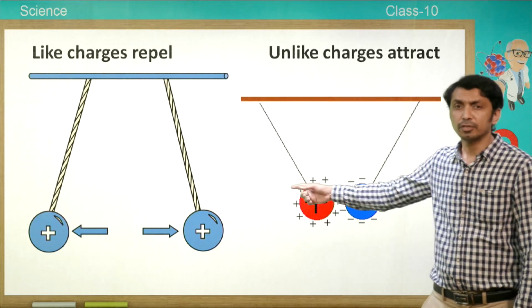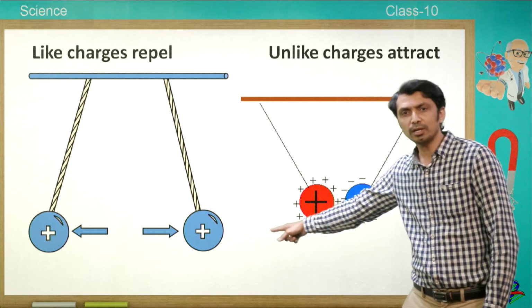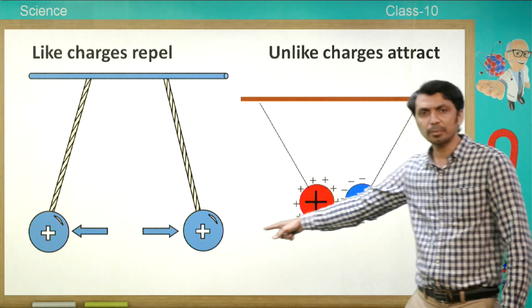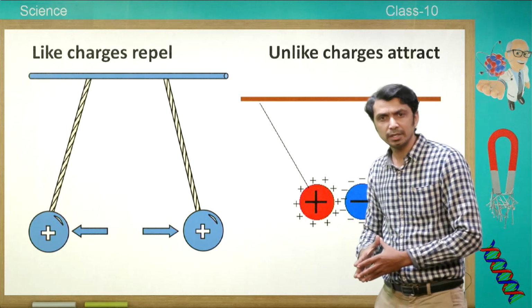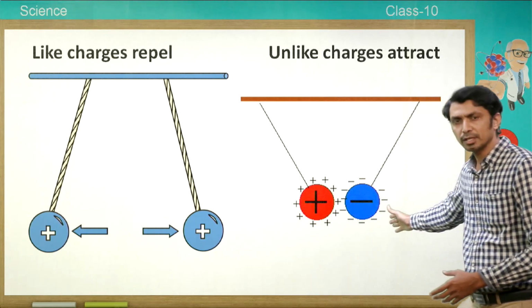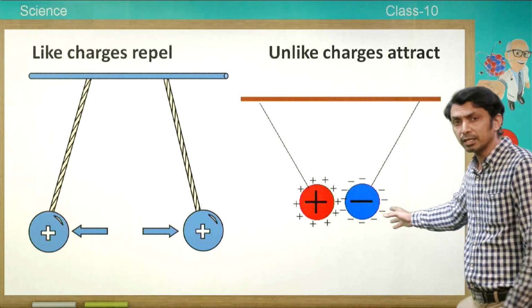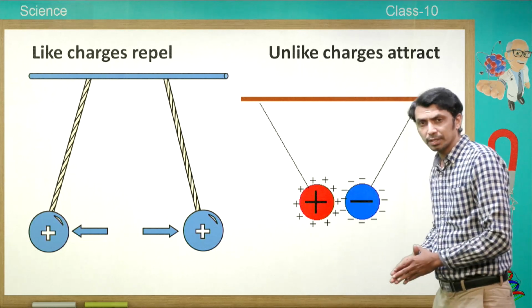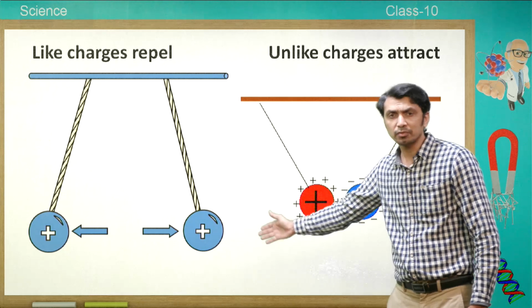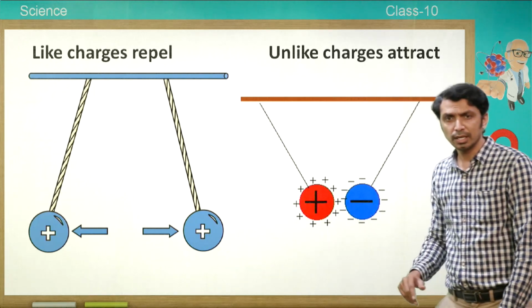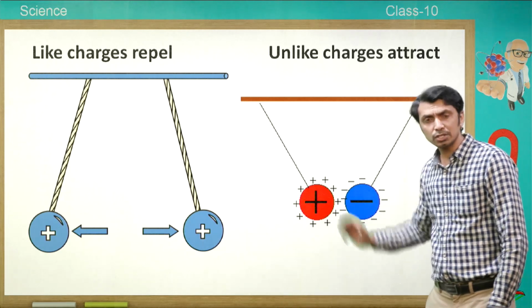Children, if you can see, what are the charges present here? Yes, you are right. These two are positive charges. And what is happening between them? As you can see, they are moving away from each other. When you come to these charges, here one is positive and the other one is negative. What is happening? They are getting attracted to each other. So we call these two charges which have the same type of charge like charges. And if the two charges, one is positive and the other is negative, then it is called unlike charges.